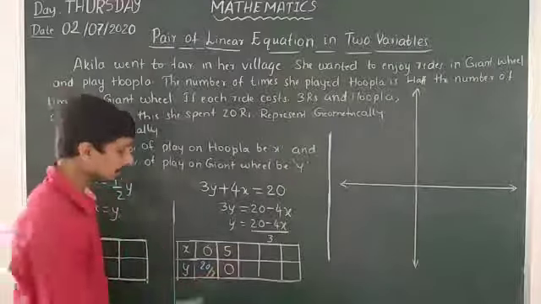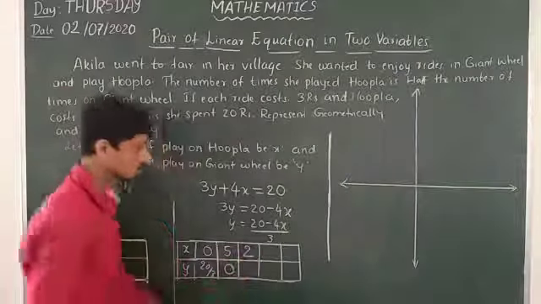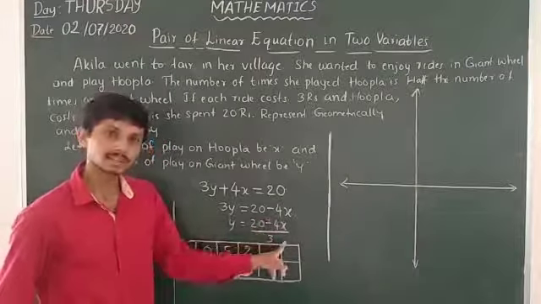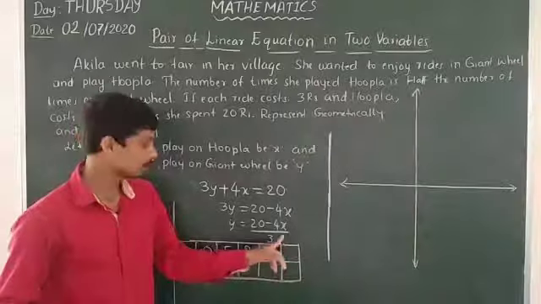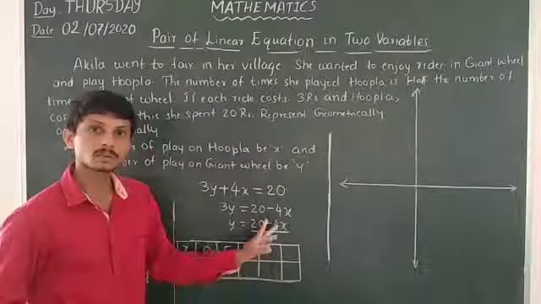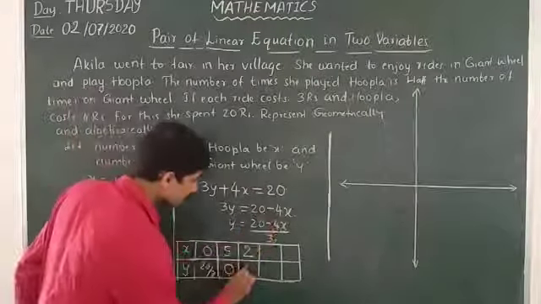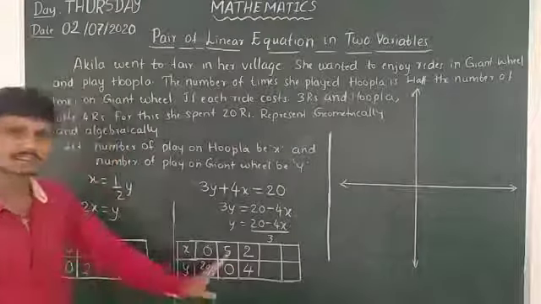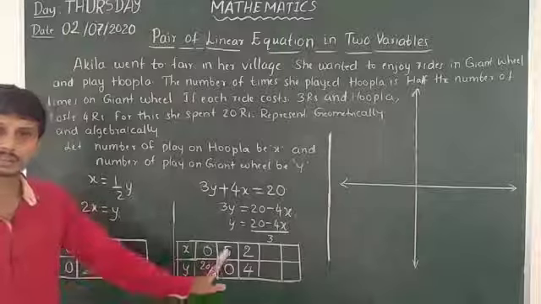Then take the value of x equal to 2 here. What do we get? 4 into 2 is 8. 20 minus 8 is equal to 12. 12 by 3 is equal to 4. So that means we got y equal to 4, because 3 into 4 is equal to 12. So let us conclude this here.